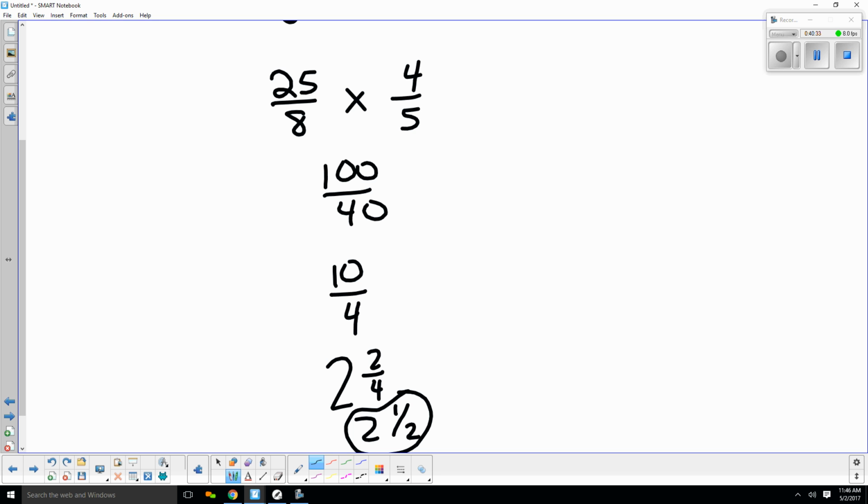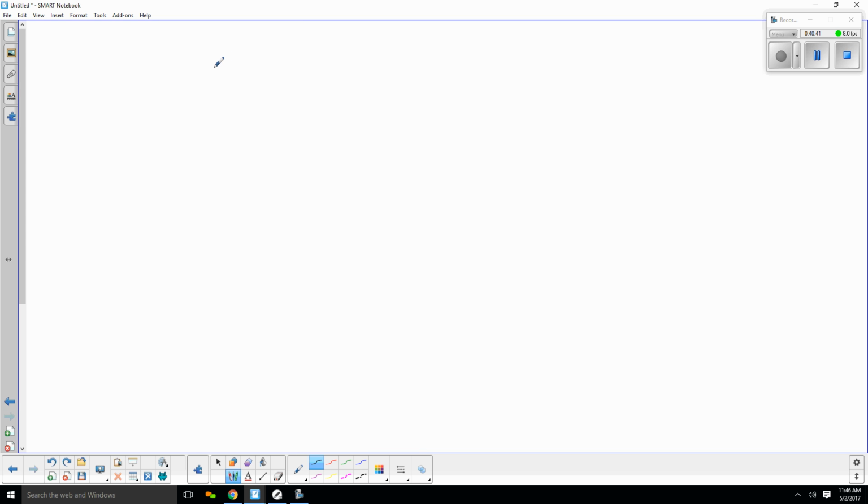On number 7, it says Kevin threw a football 19 2/3 yards. Scott threw it 24 1/3. Which statement is true? Well, when I start looking at my choices, it tells me who threw the football the farthest. Well, Scott threw the football the farthest. So I can eliminate A and C very quickly. Now I need to see how far he threw it.